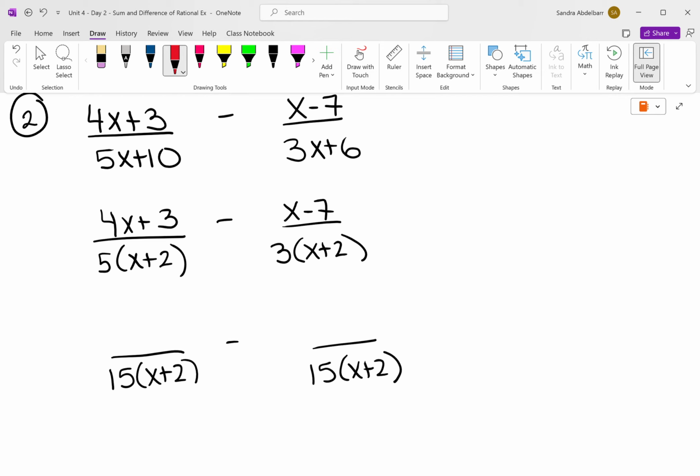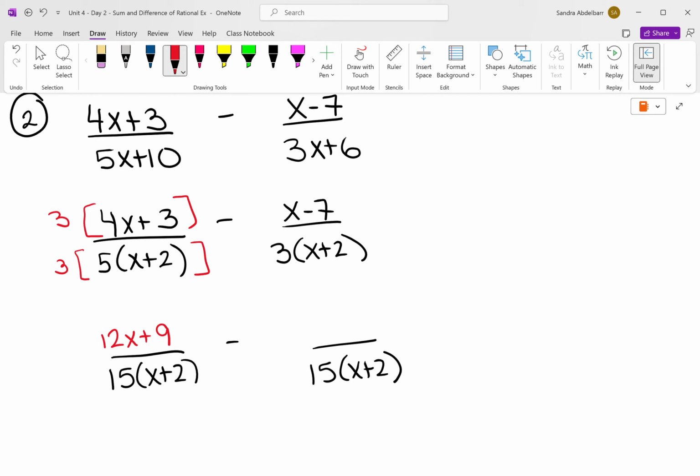Now to make the first fraction have that denominator 15 times the quantity of x plus 2, well, I have a 5 and I have the quantity of x plus 2. So do you all agree all I have to do is multiply by 3? So I'm going to multiply bottom by 3 and top by 3. So in the numerator, I'm going to distribute in that 3. I'm going to get 12x plus 9.